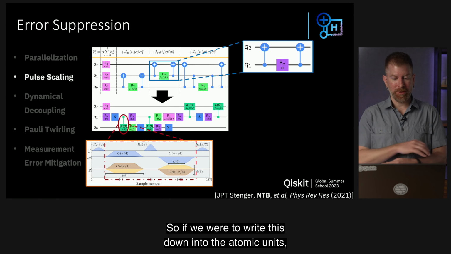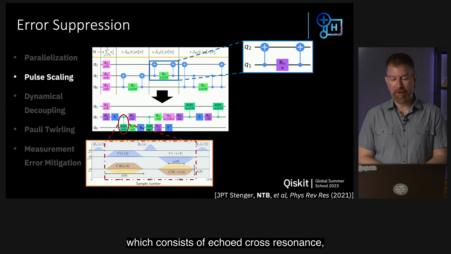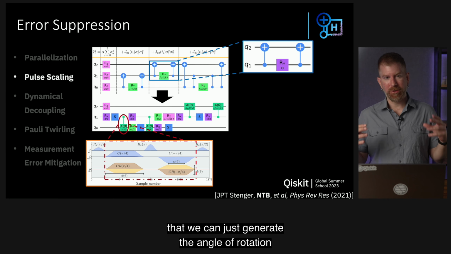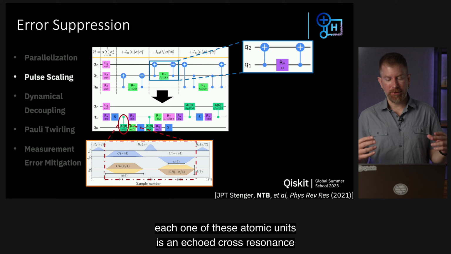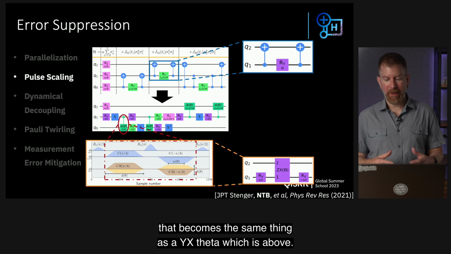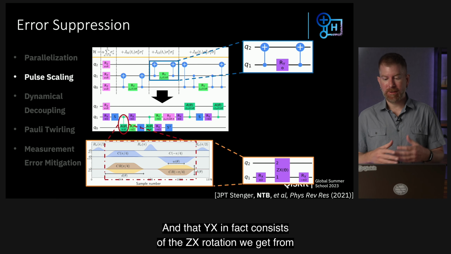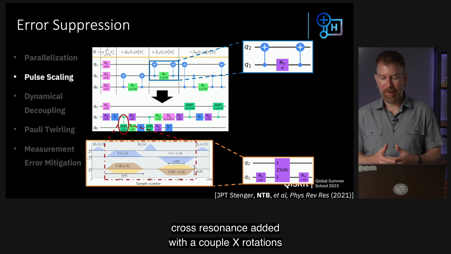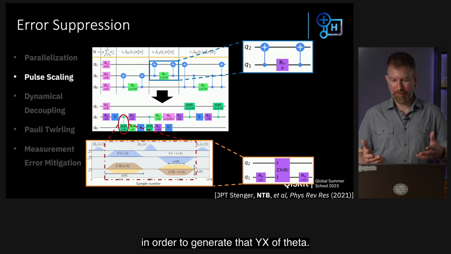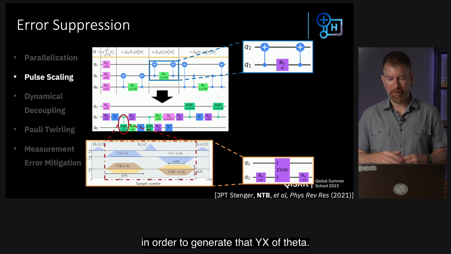So if we were to write this down into the atomic units, which consist of echoed cross resonance, then we can scale the duration in such a way that we can just generate the angle of rotation we need for this algorithm. In particular, each one of these atomic units is an echoed cross resonance, and when we add these single qubit gates before and after, that becomes the same thing as a YX theta, which is above. And that YX, in fact, consists of the ZX rotation we get from cross resonance, added with a couple of X rotations in order to generate that YX of theta.